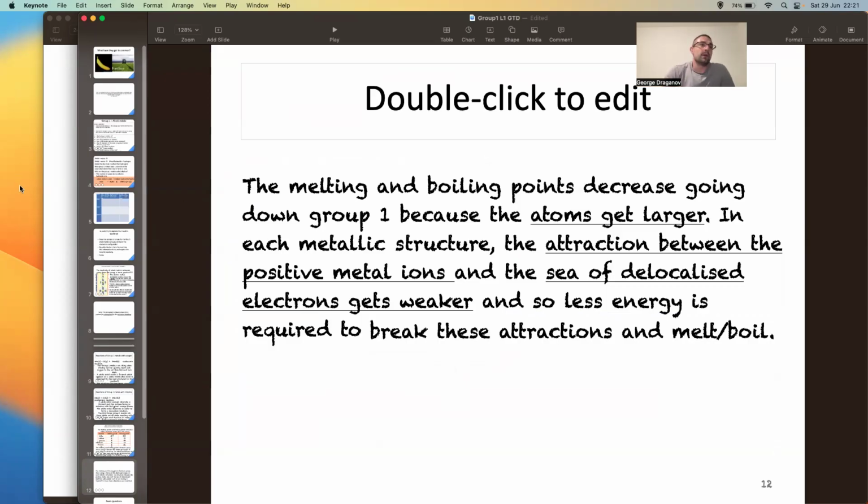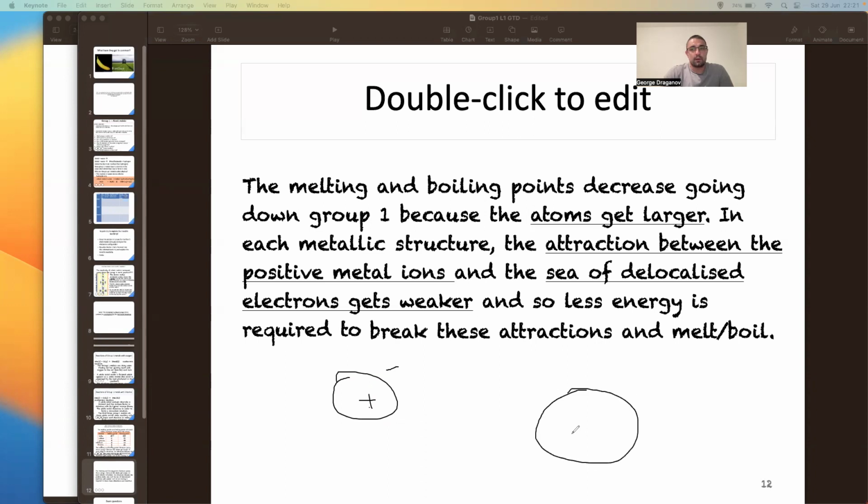So what I was saying was, if you have a cation here, if I draw your cation with a negative electron on the outside. Now, if I draw a bigger cation with a negative electron, then this will have a weaker attraction from its nucleus than this. So as you go down the group, they get bigger. So therefore, the attractions of the metallic bonds get weaker.